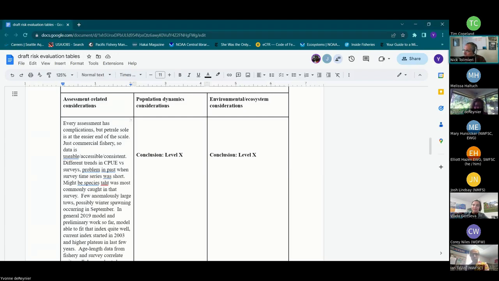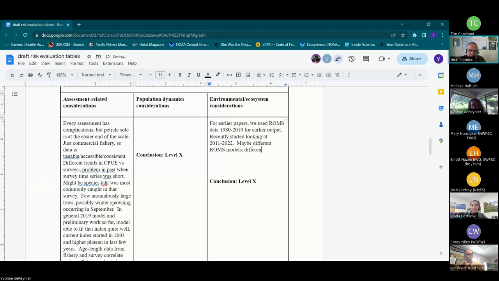Yeah, I can check in. So for the earlier papers, we used ROMS data from 1980 to 2010 as our environmental predictors, or ROMS output. And then recently I started looking at output we have now from 2011 to 2022, I think it is, but there are some differences between the two. I don't know whether they're different ROMS models or updated ROMS models, but there are differences between the two time periods in terms of the ROMS output. And there are some big jumps and changes in some of the parameters that make it seem at least not possible to string the two together. Yeah. And some of the temperature things seem to jump a lot.